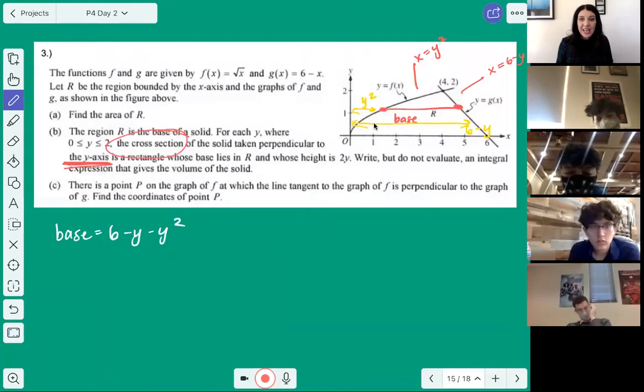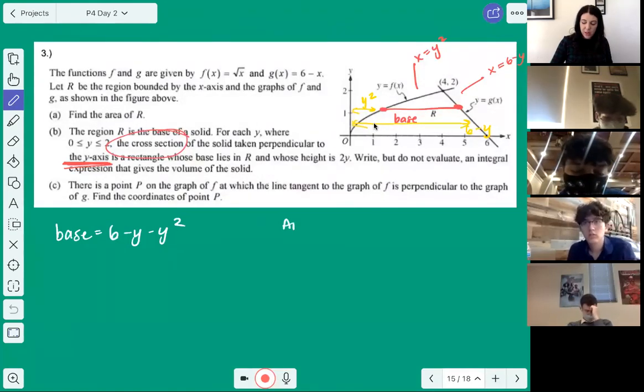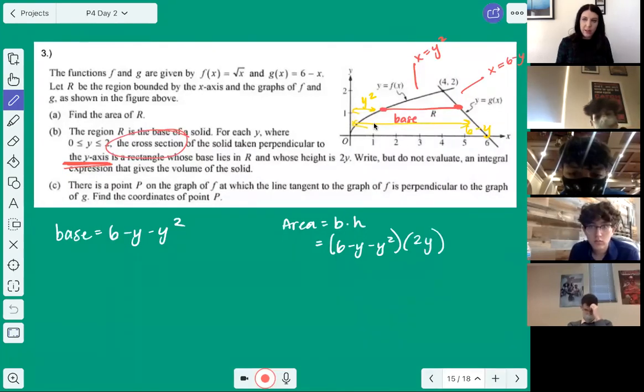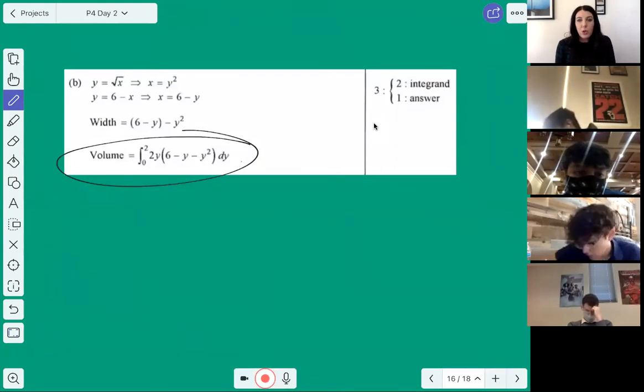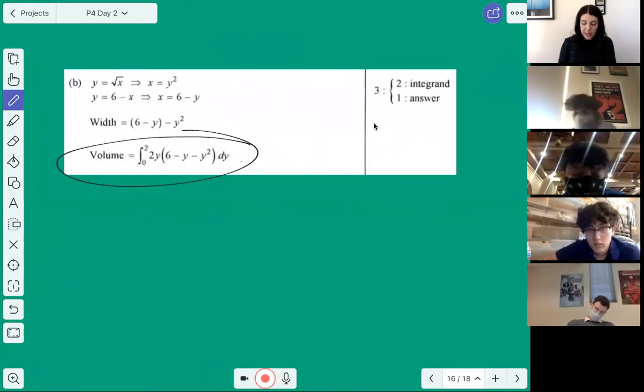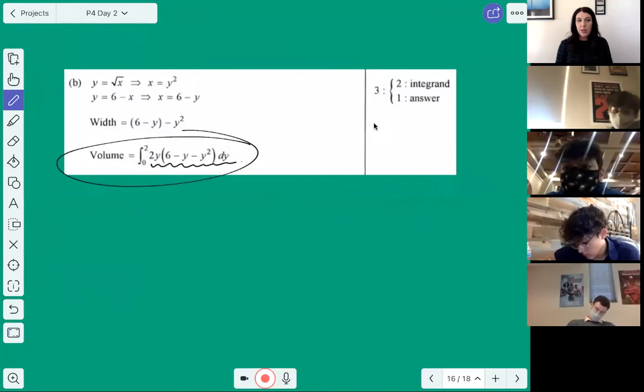It said whose height is 2y. So we have a rectangle whose height is 2y. So area really equals a base times a height. Our base is 6 minus y squared, and our height is 2y. So now we're just going to integrate that. It's a write but do not evaluate. We would have volume equals, I'll show you on this next slide, volume equals the integral from 0 to 2 of 2y times 6 minus y squared dy. You get 2 points this time for this portion. So the squiggled underlined, that's 2 points, and 1 point for those bounds. And that would be 3 points possible.